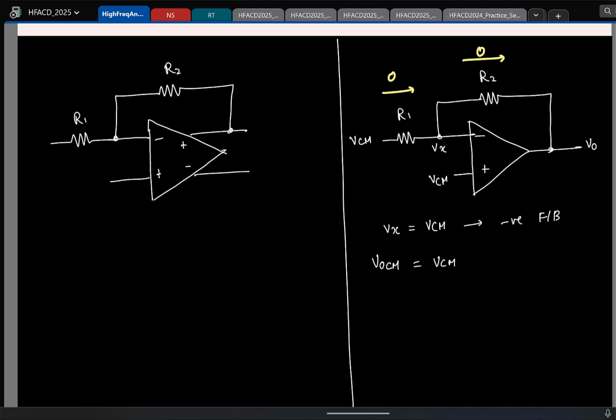But remember that in a fully differential circuit, the output is defined as the potential difference between these two. So whatever I am doing for the positive side, I have to do for the negative side. So I should have another feedback here that is feeding the negative output to the positive input.